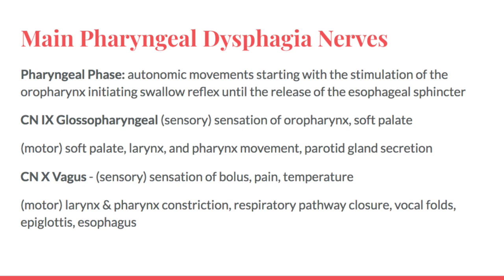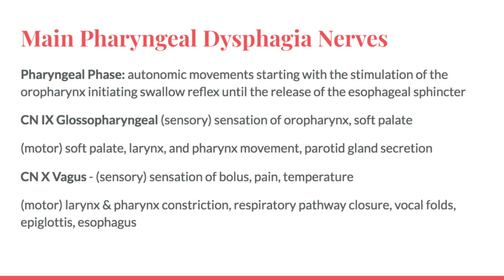The vagus nerve, although assisting in closing off the respiratory pathways with the glossopharyngeal nerve, mainly innervates muscles that control the vocal folds in closing the airway passage there, having the epiglottis cover the glottis, and many motor movements and passage of the bolus down the pharynx, including the release of the esophageal sphincter, and that will begin the start of the esophageal phase.